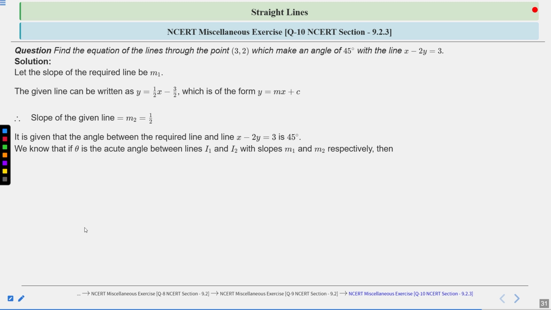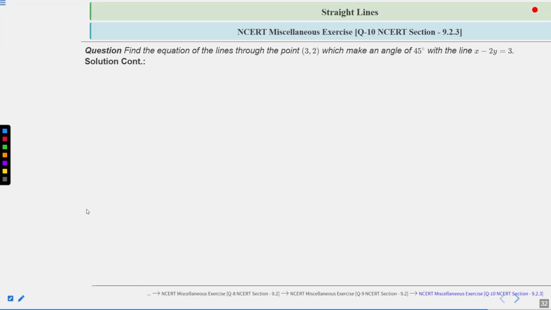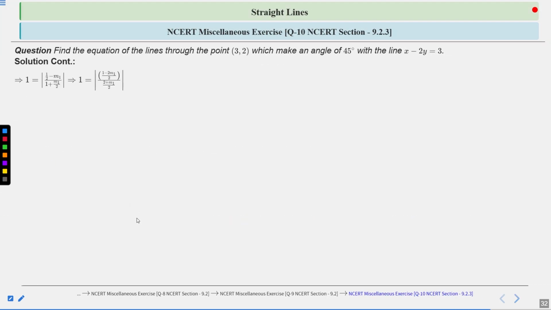We know that if theta is the acute angle between lines L1 and L2 with slopes m1 and m2 respectively, then tan theta = |(m2 - m1)/(1 + m1m2)|. This is the formula for finding the angle between two lines. Therefore, tan 45 degrees = |(m1 - m2)/(1 + m1m2)|, and tan 45 degrees is 1. So 1 = |(1/2 - m1)/(1 + m1/2)|.